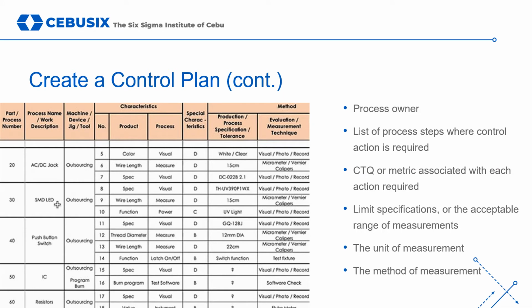Because of the complexity of a control plan and its importance to maintaining control over the improved process, we need more information such as the process owner, a list of process steps where control action is required, the critical to quality or metric associated with each action required by the plan, the limit specifications or the acceptable range of measurements, the unit of measurement, and the method of measurement that should be used to gauge the product or process being controlled.